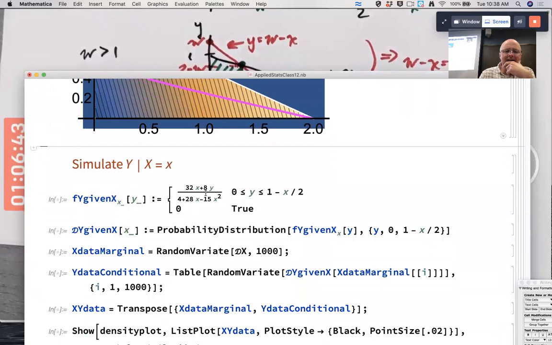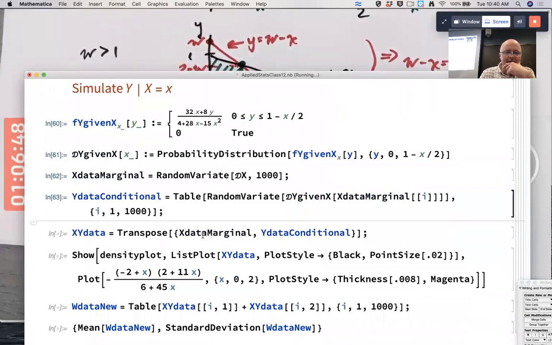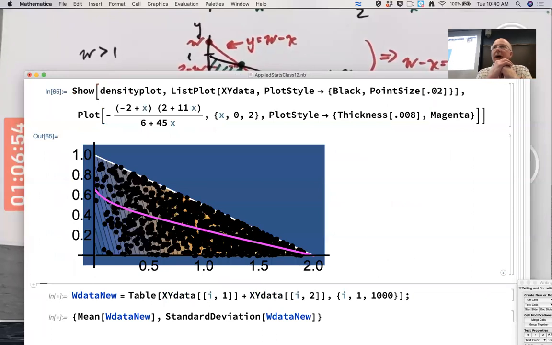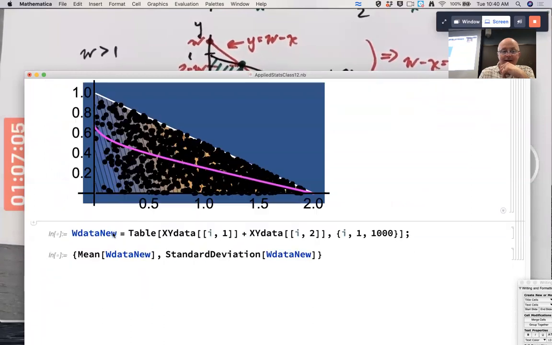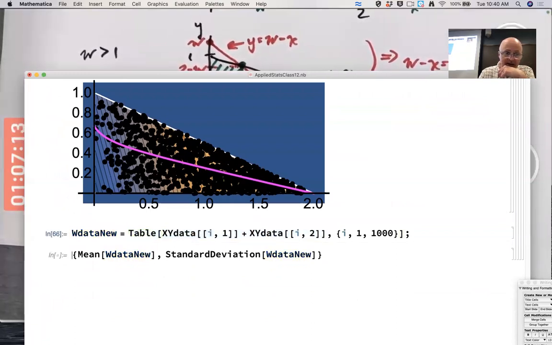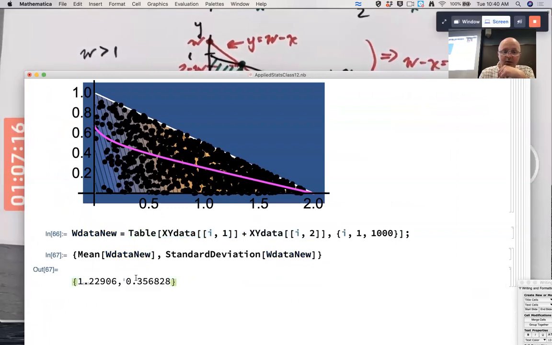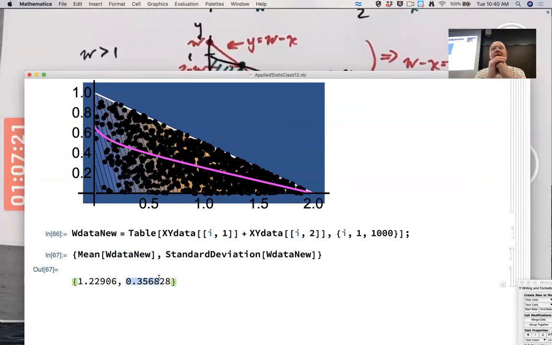But how do you simulate that? That's all this stuff, and I'm not going to take time to explain it. But there we have simulated data for the joint distribution, matching the density, the joint densities being more dense down here and less dense over here. And this is finally where I'm taking that simulated data and adding the x and y coordinates essentially. And this is the final confirmation. This is close to 1.2 and this is close to 0.37. Without getting into details of fully explaining everything.